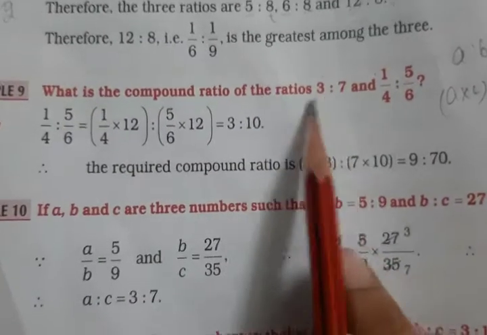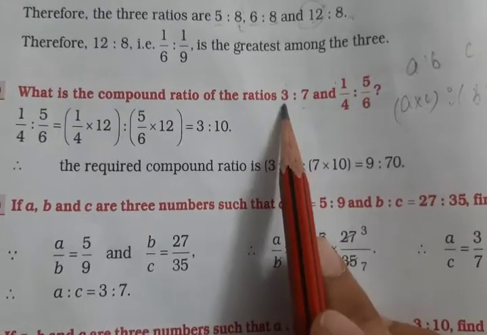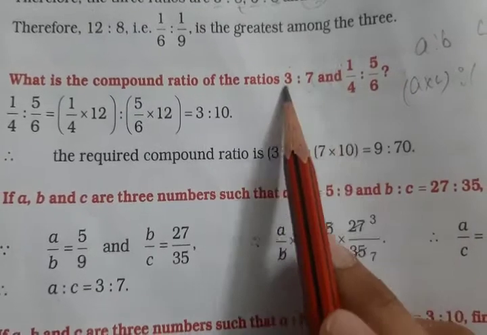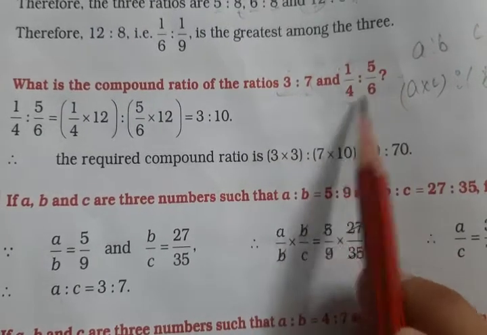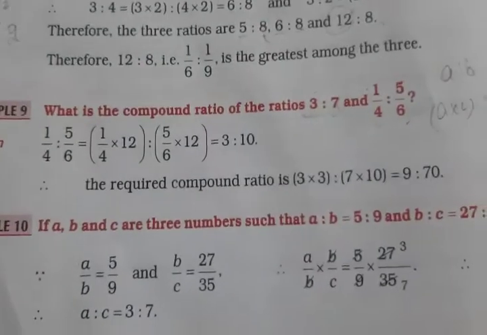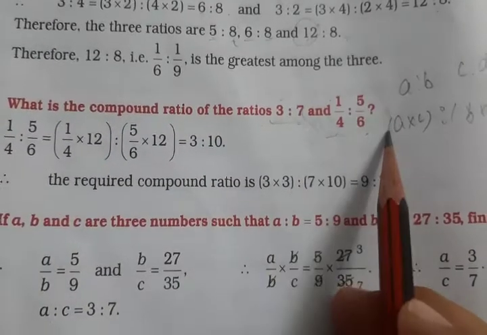What is the compound ratio of 3 ratio 7 and 1 by 4 ratio 5 by 6? Now firstly we will convert this into a ratio like that. These ratios are given in fractions. So when the ratios are given in fractions, firstly we will take the LCM of the denominators, that is 4 and 6.